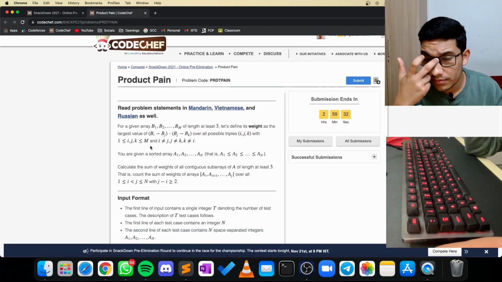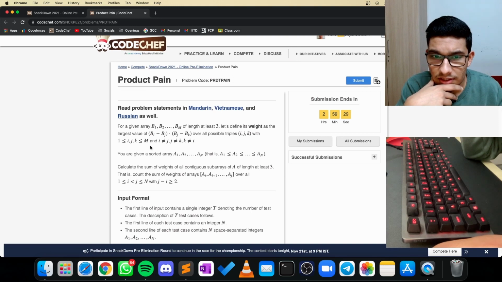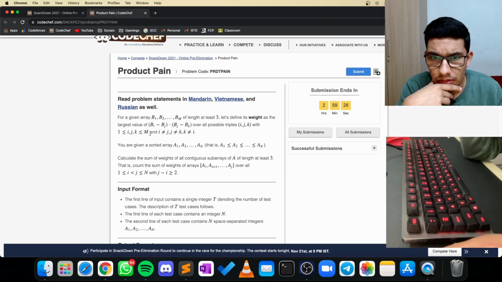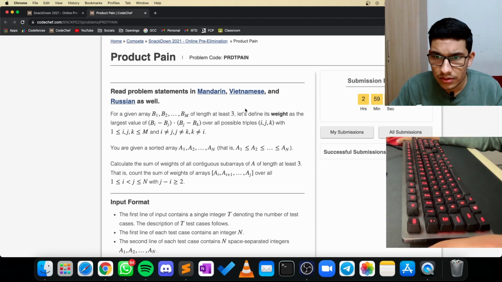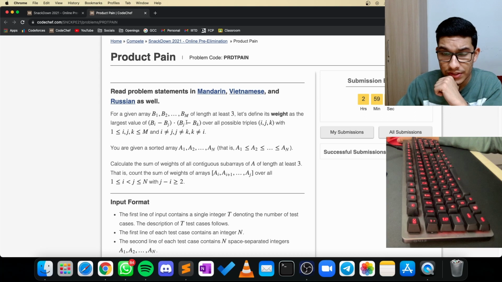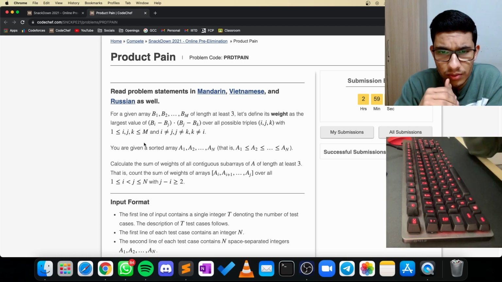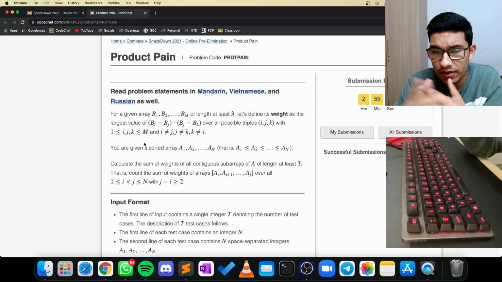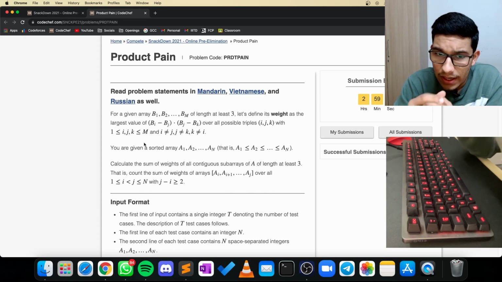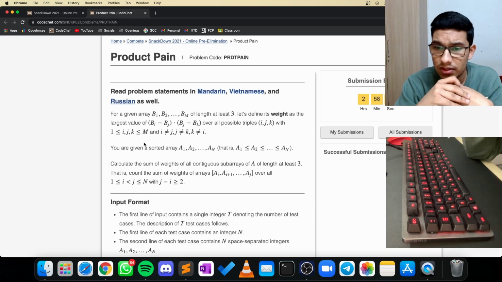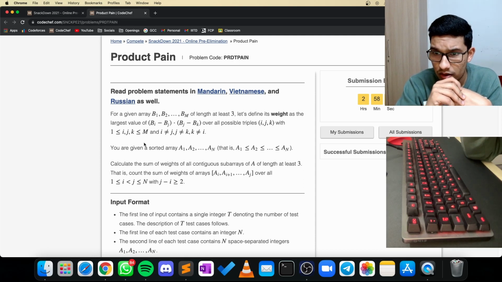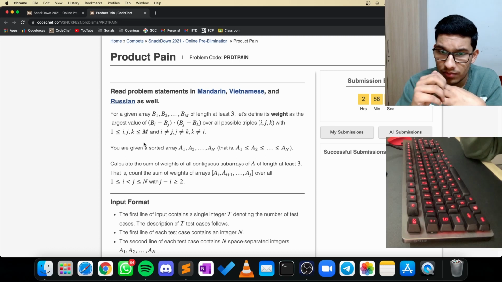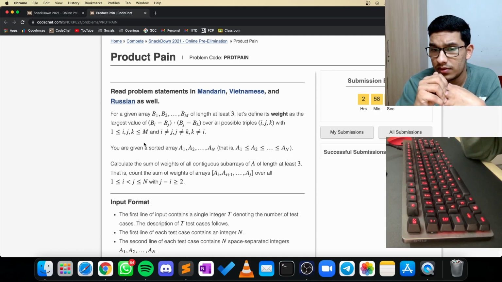For a given array of length at least 3, let's define its weight as the largest value of (bi minus bj) into (bj minus bk) over all possible triplets i, j, k, with i not equal to j, j not equal to k, k not equal to i. Fine. You've also been given a sorted array a1, a2, and so on up till an, and calculate the sum of weights of all contiguous subarrays of a of length at least 3. That is, count the sum of weights of subarrays.